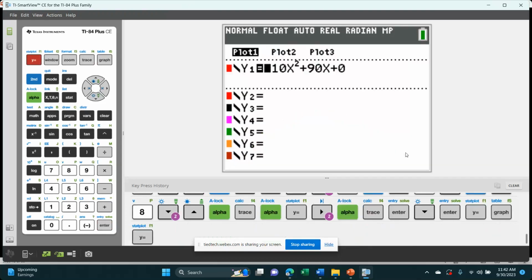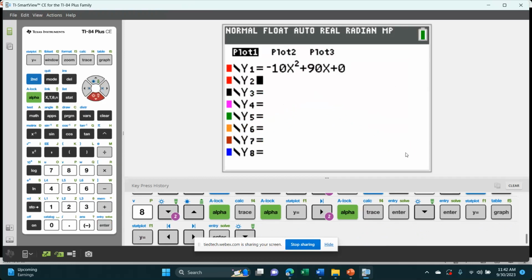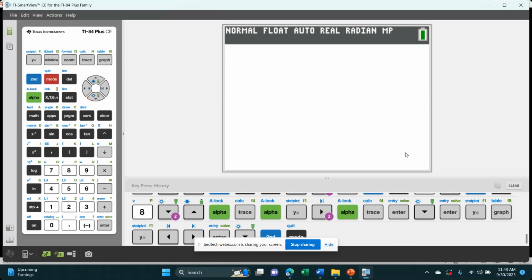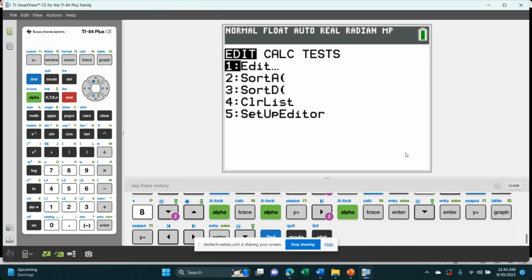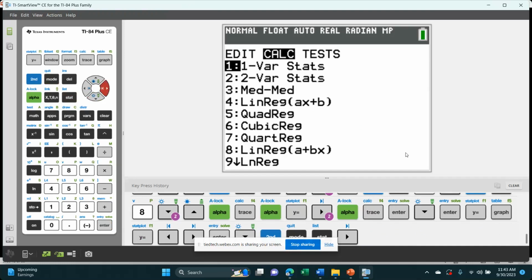Now I'm going to turn that one off for just a second because I want to look at another feature. So if I press enter on the equals, that's going to turn my function off. But I want to go to stat. I'm going to quit and I'm going to go to stat again. And I'm going to look at a different feature for the regression.